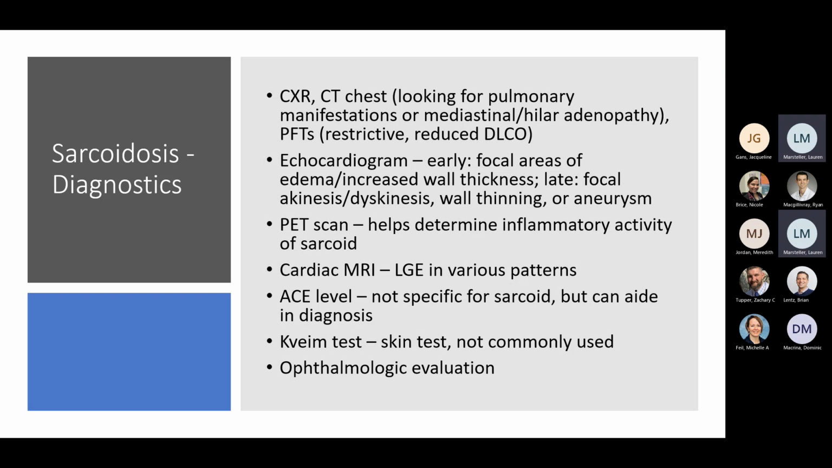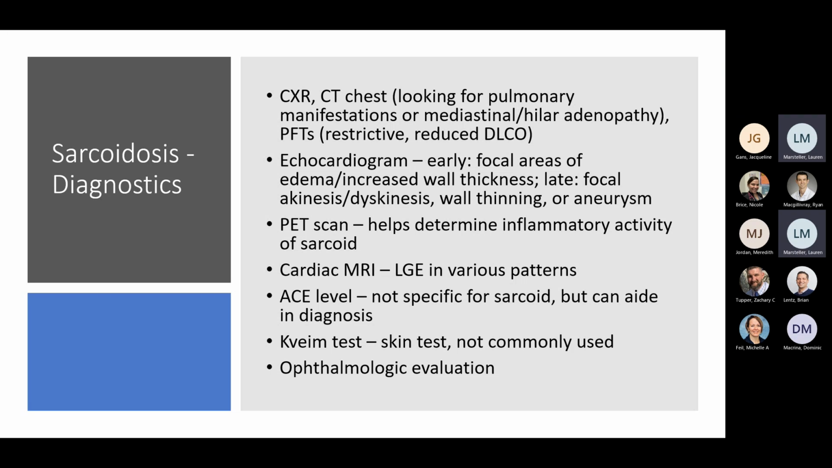They would probably get PFTs, and what you would see on your PFTs for a patient that had sarcoidosis is a restrictive pattern. You may have a reduced diffusing capacity. On your echo, in the earlier stages of sarcoidosis, you may have focal areas of edema or increased wall thickness, but if it's late, you might have focal akinesis or dyskinesis, wall motion abnormalities, wall thinning, or even aneurysms.